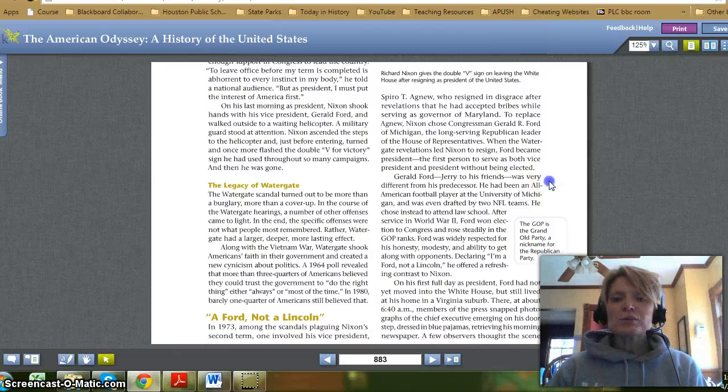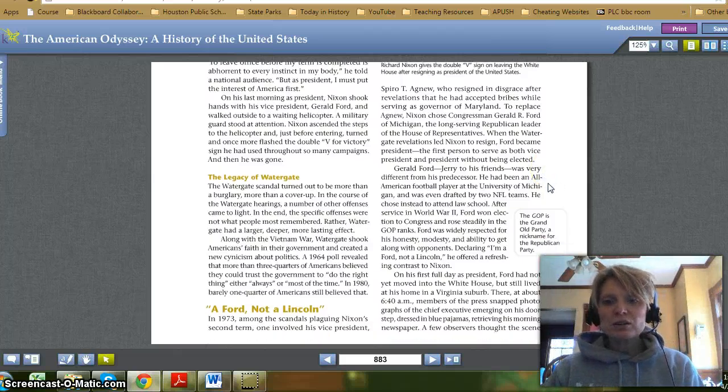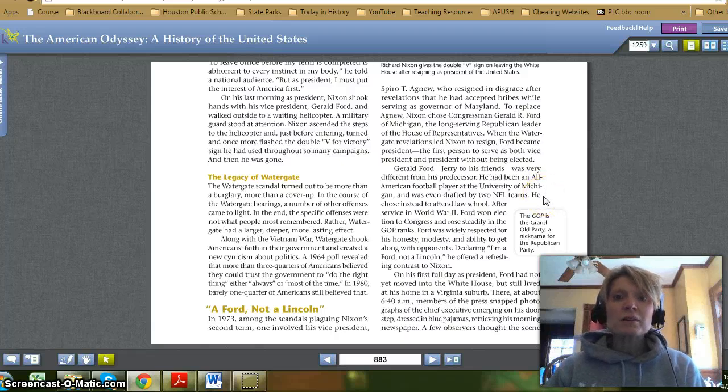Gerald Ford, Jerry to his friends, was very different from his predecessor. He had been an All-American football player at the University of Michigan and was even drafted by 2 NFL teams. He chose instead to attend law school. After service in World War II, Ford won election to Congress and rose steadily in the GOP ranks. Ford was widely respected for his honesty, modesty, and his ability to get along with his opponents. Declaring, "I'm a Ford, not a Lincoln," he offered a refreshing contrast to Nixon.